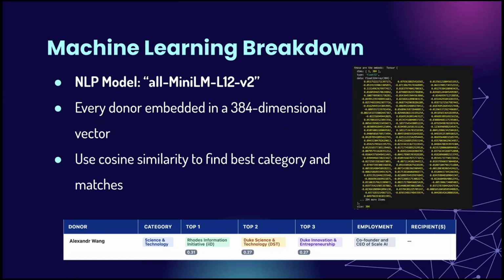And so after we match a donor with one of the four big categories, we can then connect them with the top three initiatives based on their similarity scores, which you can see in the table below for a sample donor, where they are matched with a category. In this case, it's science and technology, and then the top one, two, and three initiative matches, along with numeric scores that appear on the bottom of those tags.